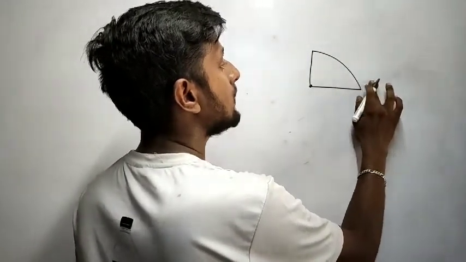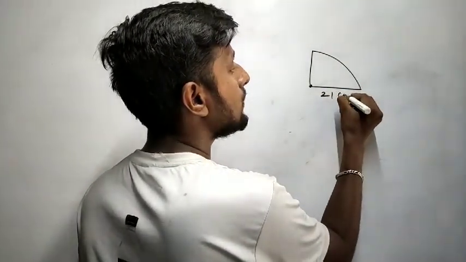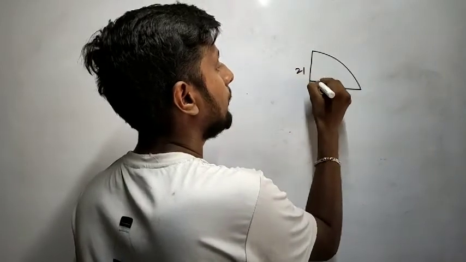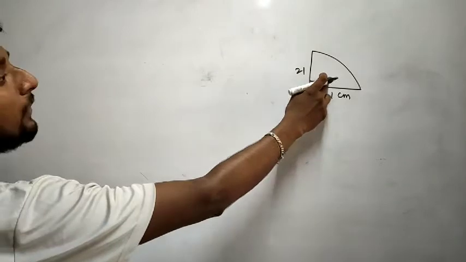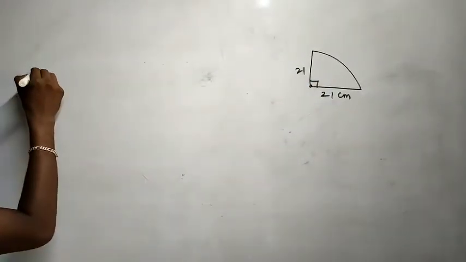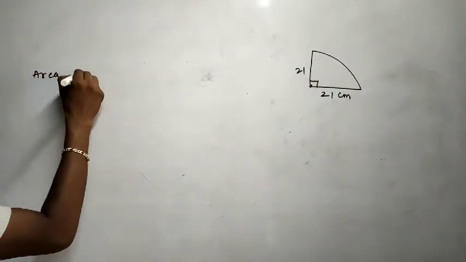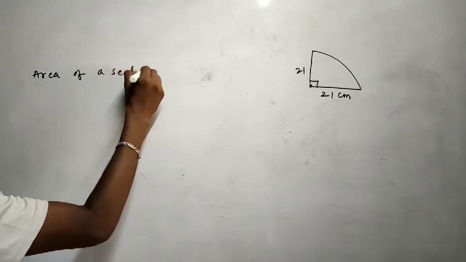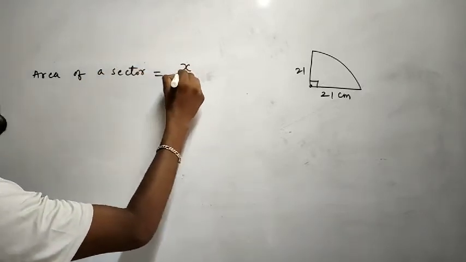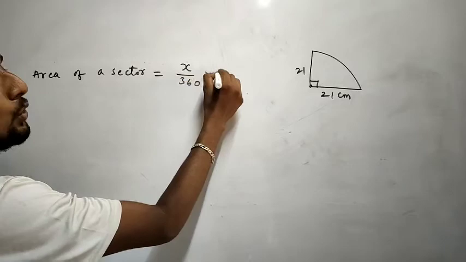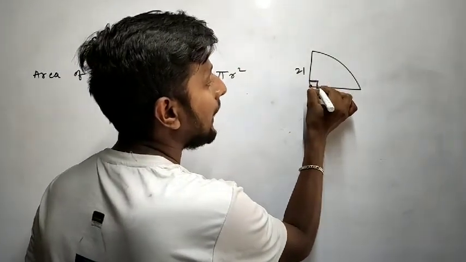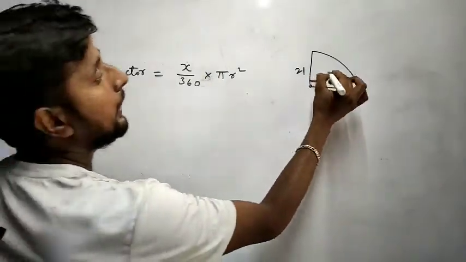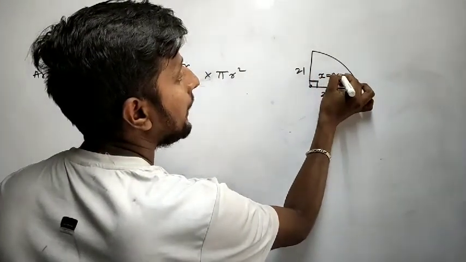Yeah, it's a quarter circle whose radius is 21. Then how did you find it? This one we can already find in two ways. One is the area of a sector. The area of a sector formula is x/360 into pi r square, I said. Here it represents 90, the right angle symbol. So here the x value is 90 degrees.